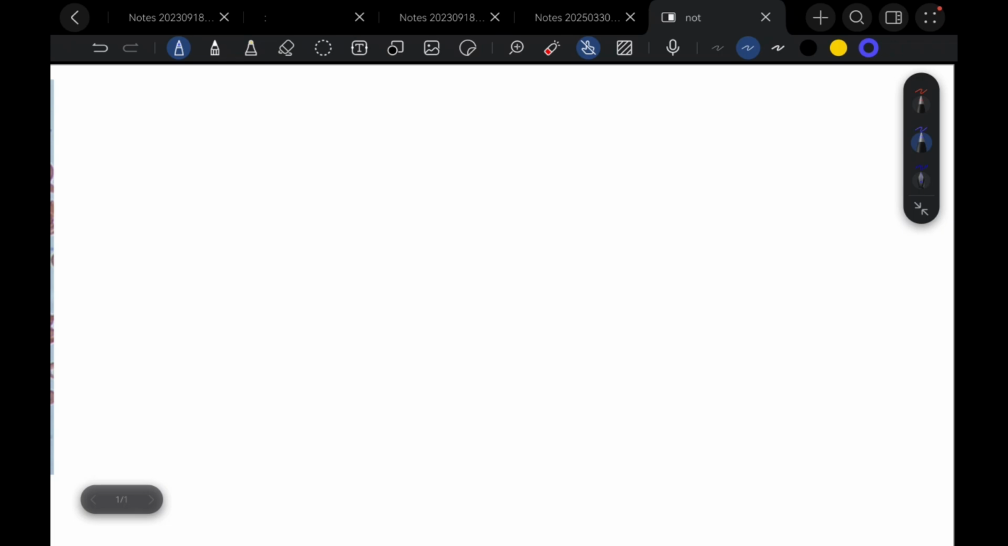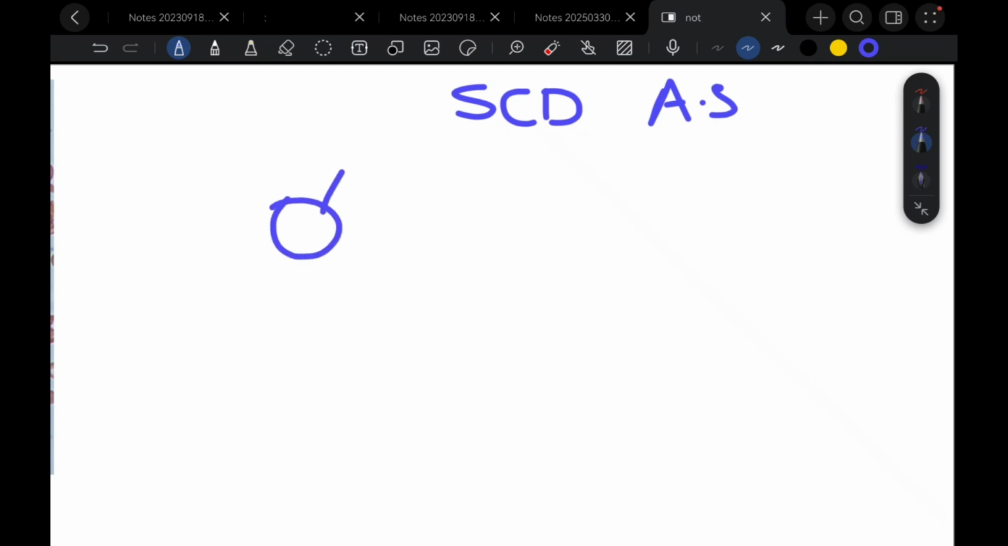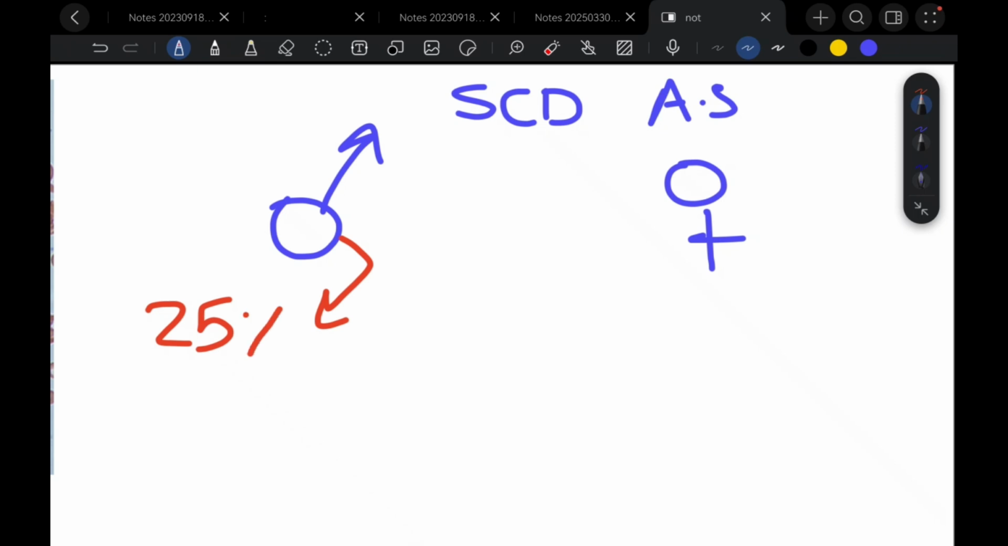I want to talk with you about the inheritance of sickle cell disease, okay? Sickle cell disease is normally an autosomal recessive disease. So in order to have it, your father and mother both have to be carriers, okay? So we have this male here and this female here. In this case, you will have a 25% chance to have both normal genes, so you will be normal.